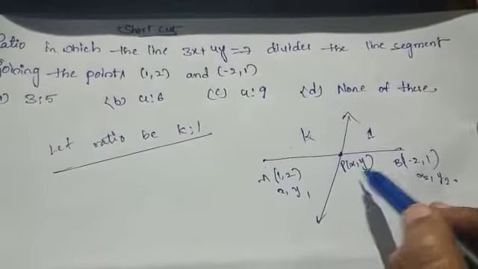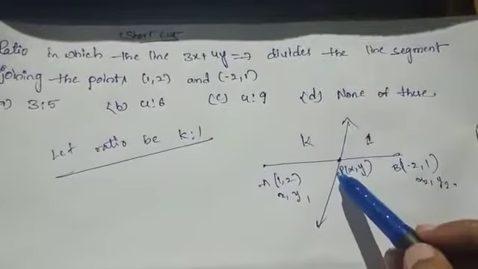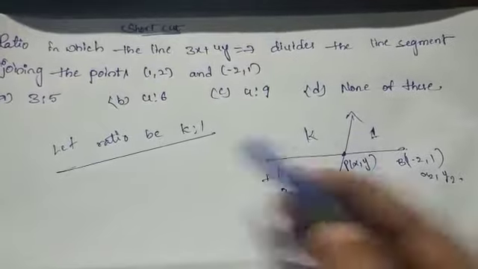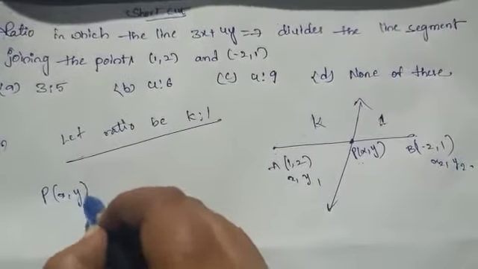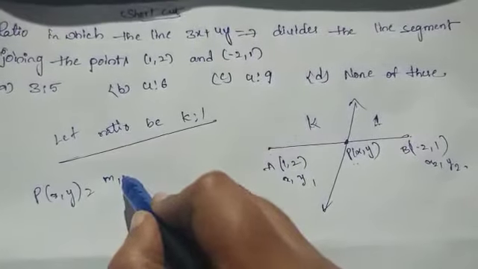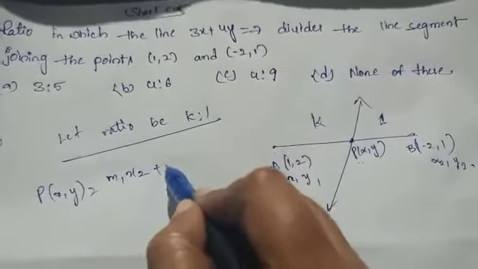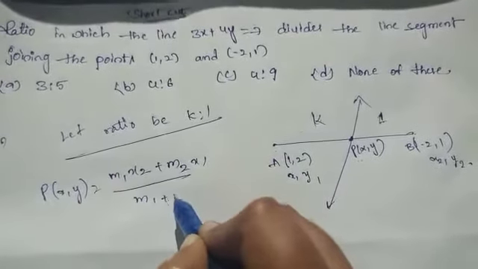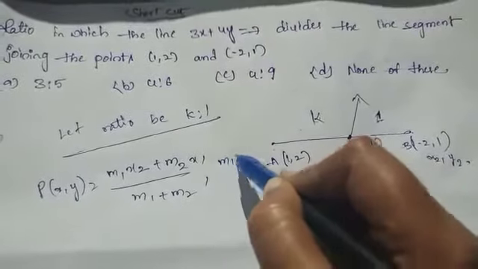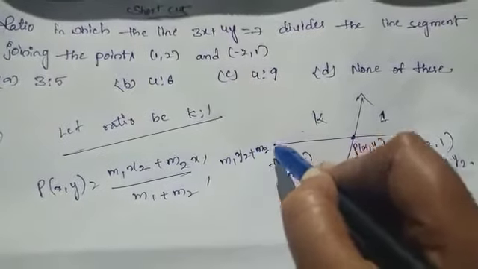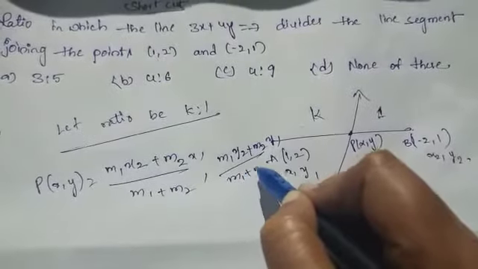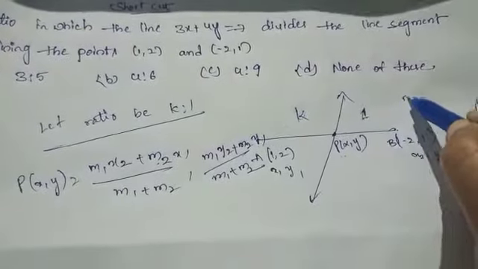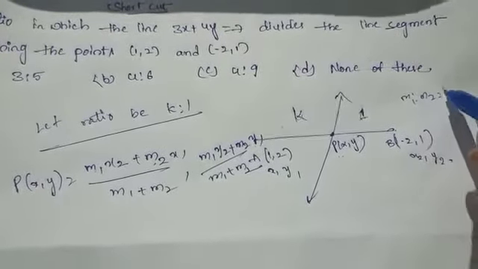Here we have to find the ratio. The coordinates of P(x, y) are x = (m1 x2 + m2 x1) / (m1 + m2), and the y coordinate is y = (m1 y2 + m2 y1) / (m1 + m2). Here m1 is to m2 is k is to 1.